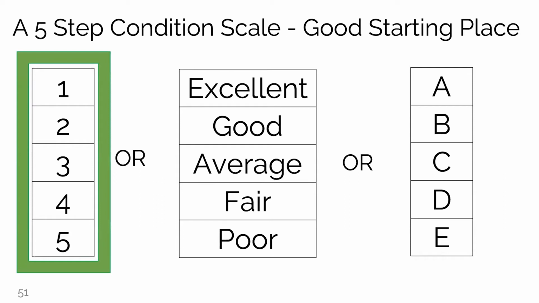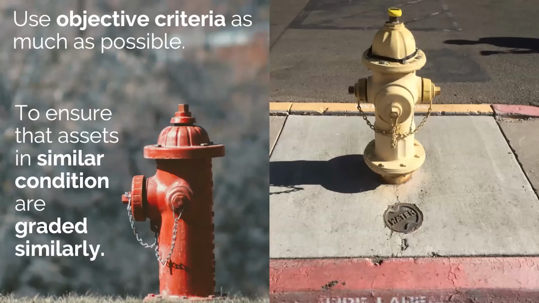Depending on the size of your system, you might actually use a larger scale or a slightly smaller one. I wouldn't do anything under 3. And I say the numerical scale works best because you can use this for risk analysis and doing criticality checks and things like that. So you can build the condition rating into a formula to help you look at condition scales. And as I said, the important thing is to define what that 1 means, what that 2 means. And you want to use objective criteria to make sure that assets that are in similar condition are graded similarly.